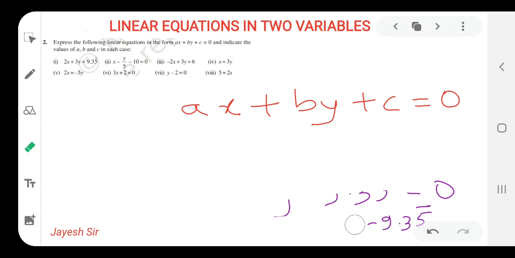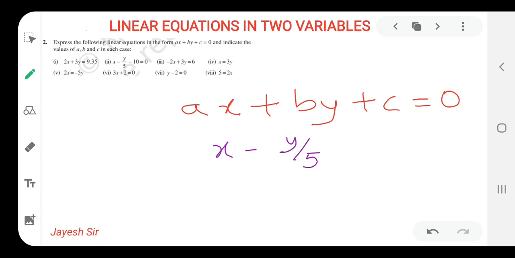Yes, find the values of a, b and c in each of the cases. Yes, we can say, I hope so. Let us begin with the next sum, because I am not erasing the basic equation, since we need to make the comparison based on that only. Minus y by 5 minus 10 equals 0. I think the equation is very much similar to that final equation.